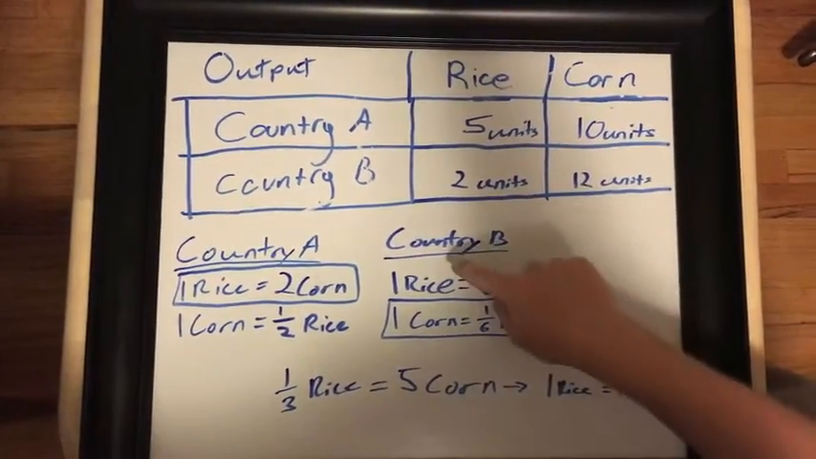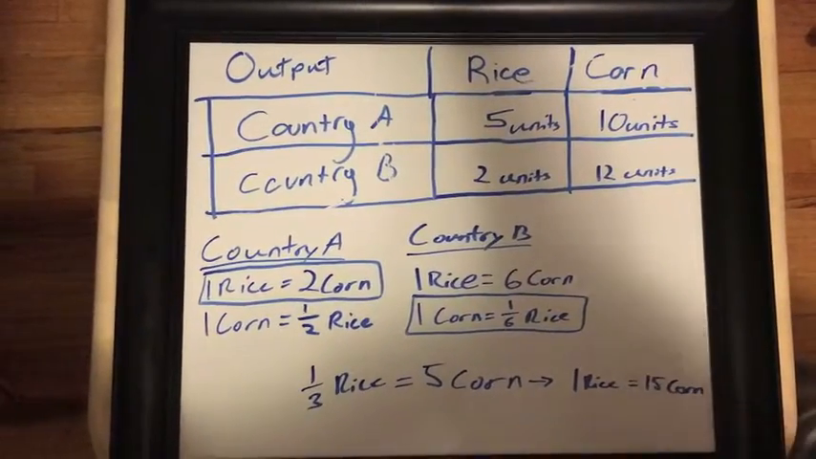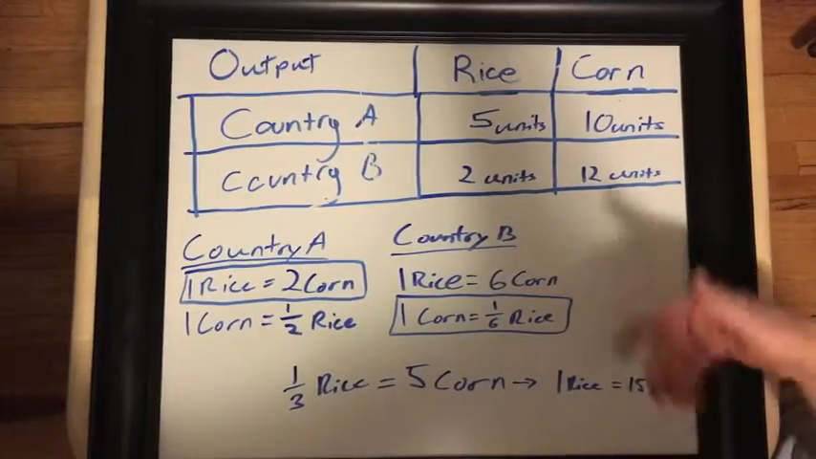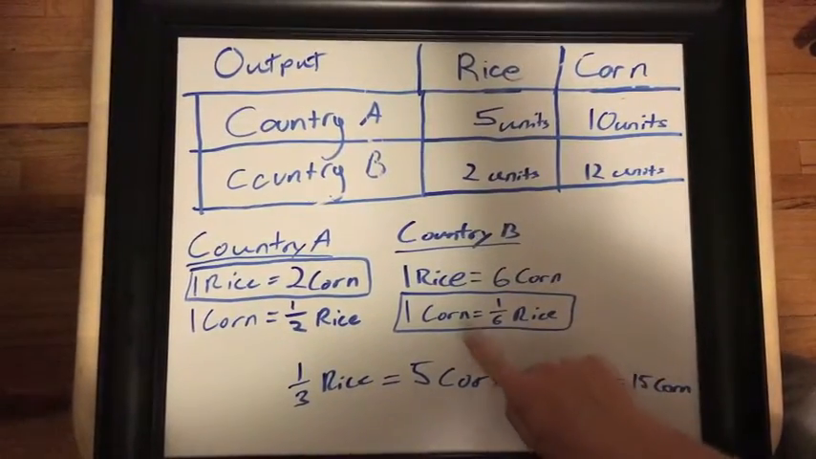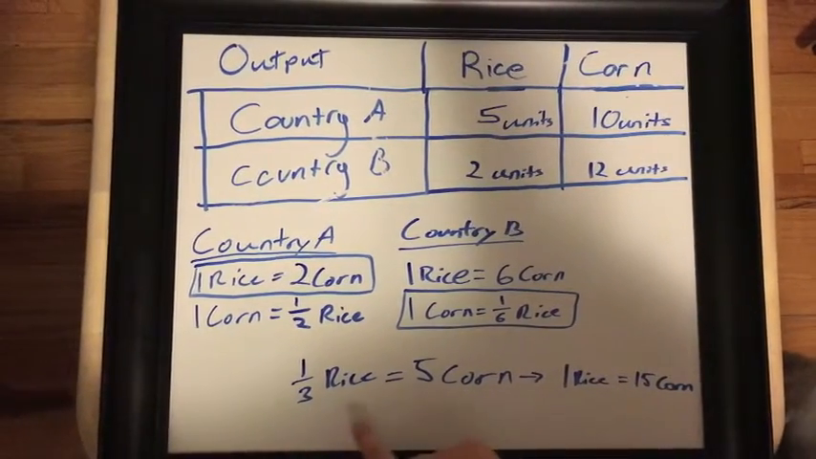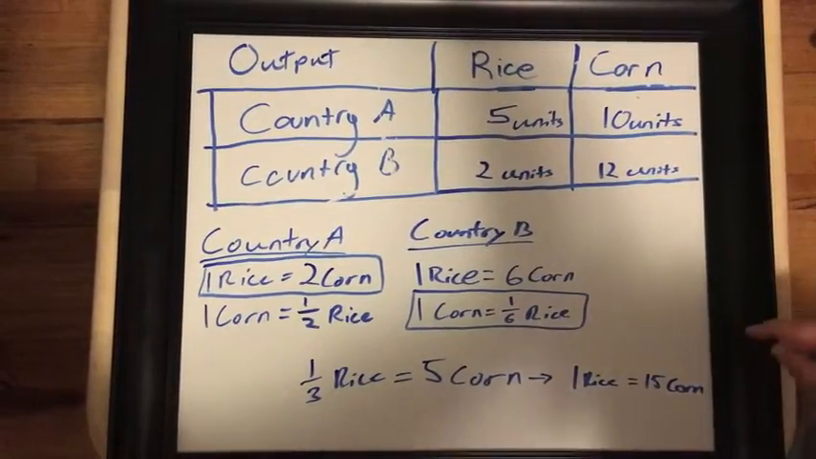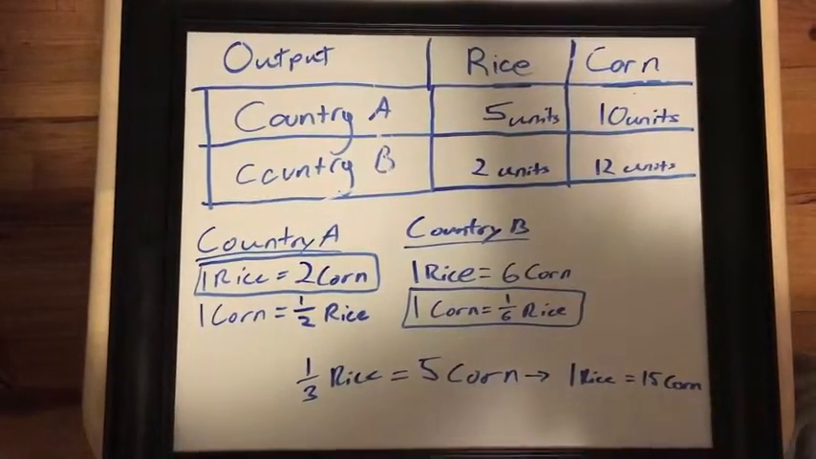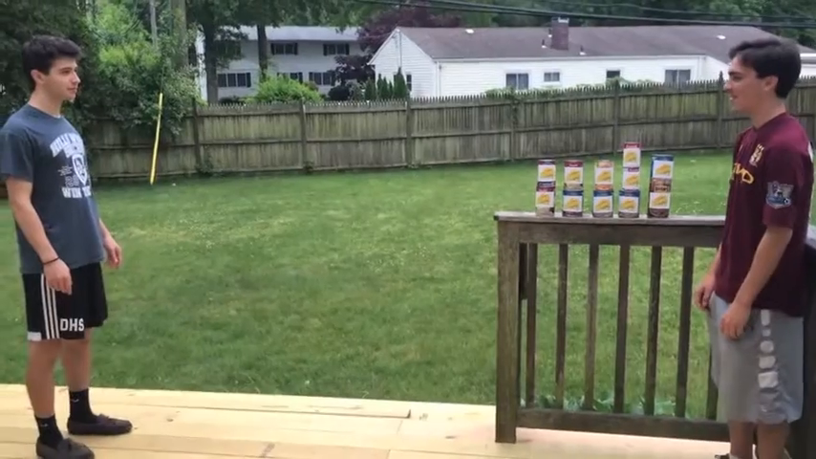Now country B wants to produce corn. So if it produces 1 rice, it's going to cost 6 corn of itself. So they want to instead get rice for less than 6 corn. So it's willing to give up 5 corn. So the terms of trade will be 1/3 rice for 5 corn, which if you round to whole numbers is 1 rice for 15 corn.